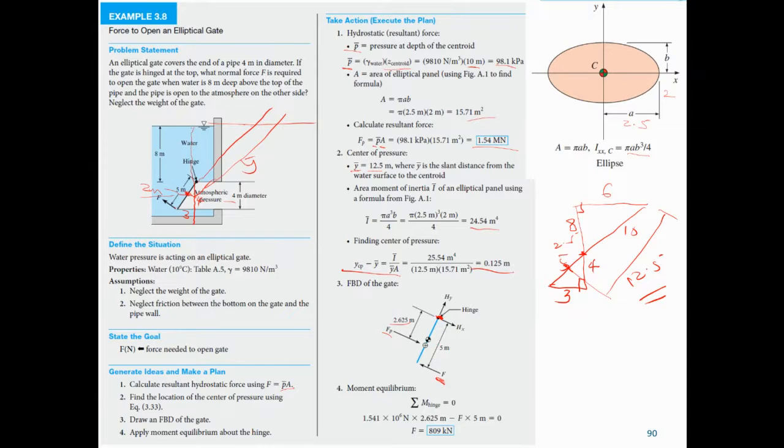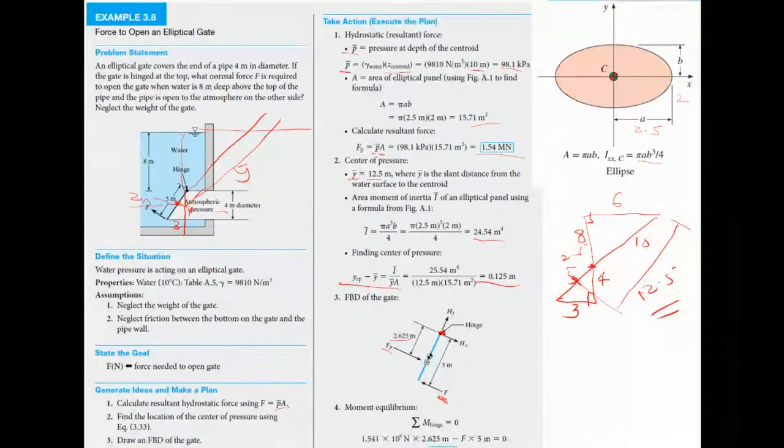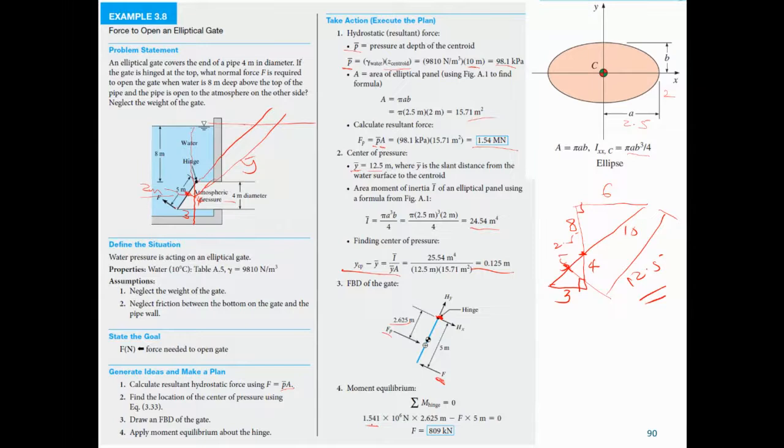So taking moment about the hinge will be equal to 0. This is due to the pressure force, which is clockwise. Clockwise moment equals counterclockwise moment, or the sum of moments equals 0. Here we are taking counterclockwise to be positive and clockwise to be negative. So this is the pressure force, and the moment arm is 2.625, minus F times the distance to the hinge, which is 5 meters, and F is 809 kilonewton. So you need 809 kilonewton to be able to open the gate.